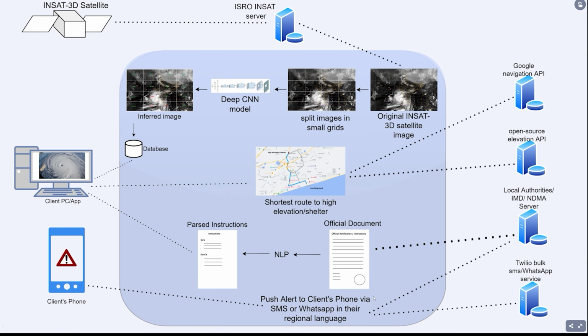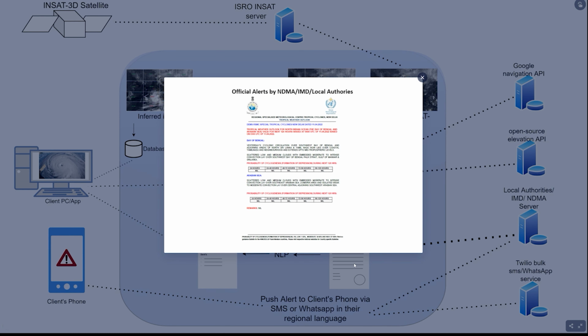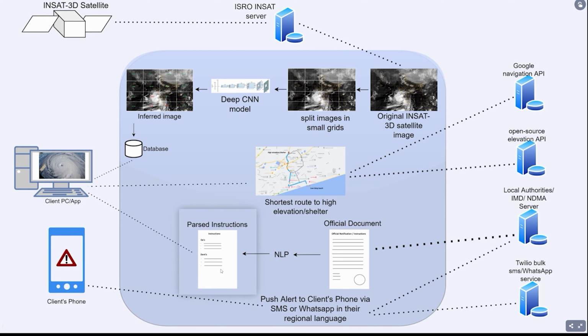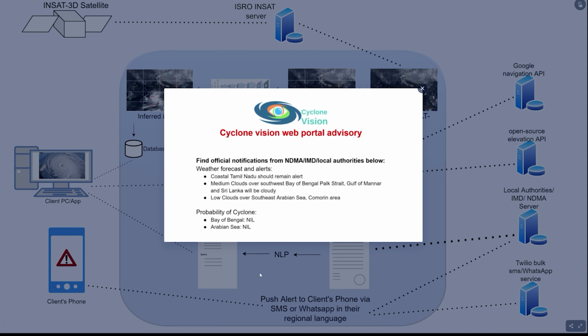And we have another functionality, the document summarization functionality. Here, official documents from IMD, NDMA, and even local authorities can be confusing sometimes. So this is an example of how an official alert from IMD looks like. For the layman, it is difficult to interpret. So we will use natural language processing to summarize the entire text of this alert into a more abridged and easy to read form.